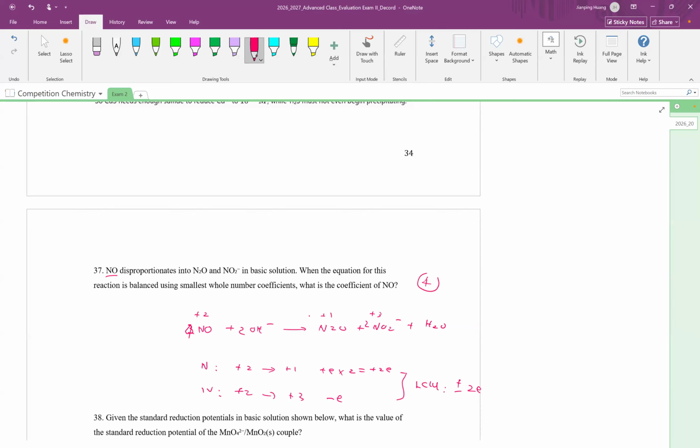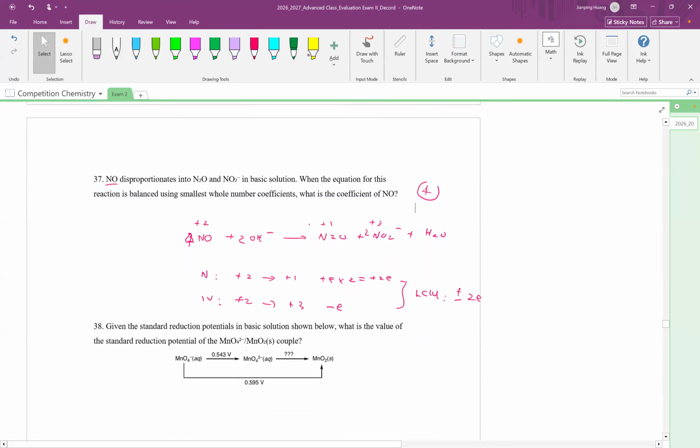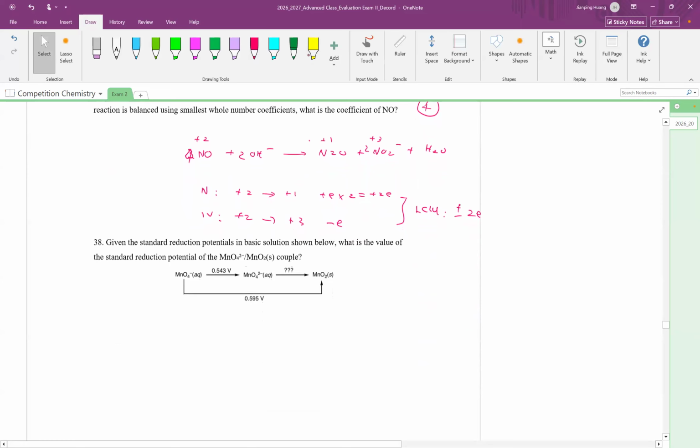Now, by the way, I'm going to teach you how to balance. Very simple. Balance charge. Balance electron. First step, LCM. Balance charge depends on the reaction media. You add H plus or OH minus. Last one, you balance water. It probably takes you 30 seconds to do that. Okay. Now we are not going to go to that one. Okay. Now go to the next one.